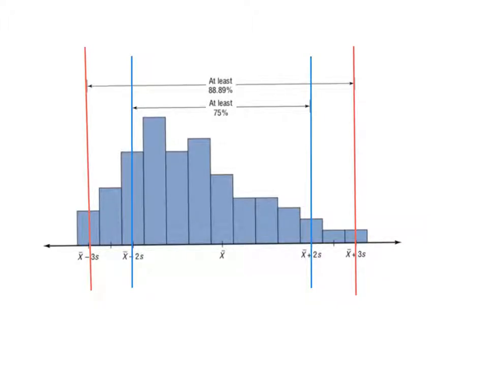This means plus 2 standard deviations or above. This means below, or minus 2 standard deviations. Take a picture of this page.